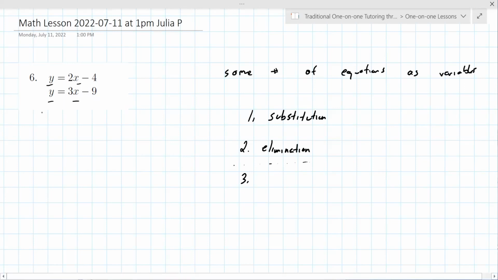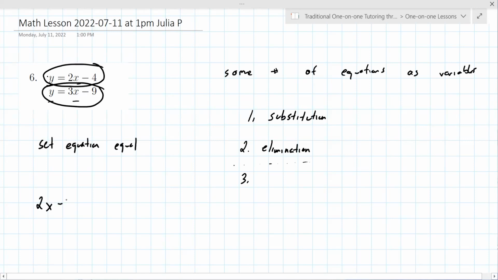So when you look at this system here, does anything stand out to you? Is there anything kind of first step that you would take to solve this problem? So notice that it's solved for y in both equations. It says y equals and y equals. When that's the case, you can set the equations equal. So you can set 2x minus 4 equal to 3x minus 9.